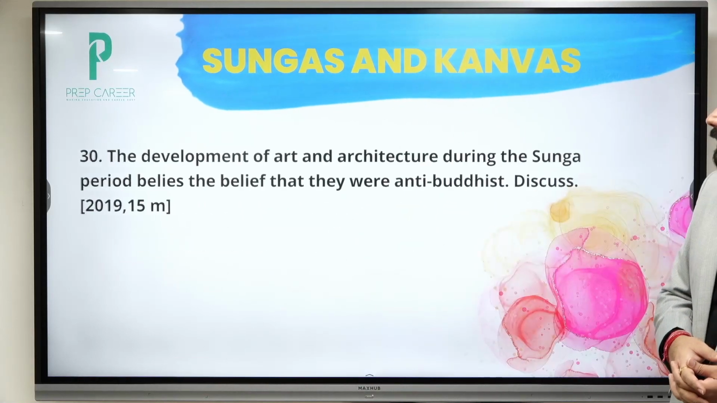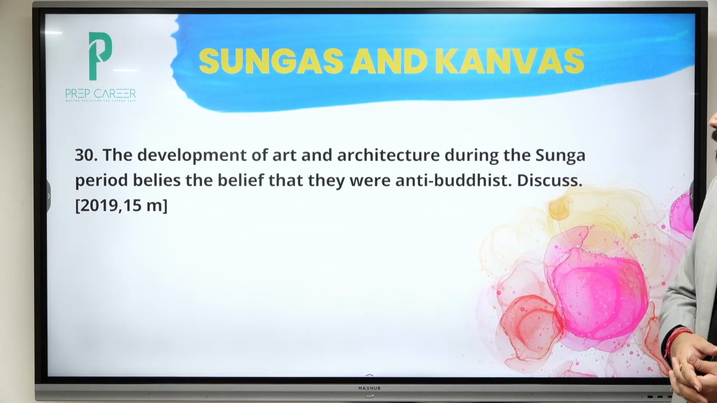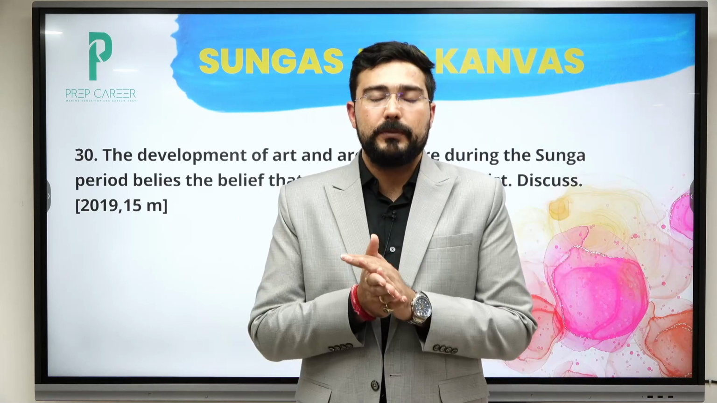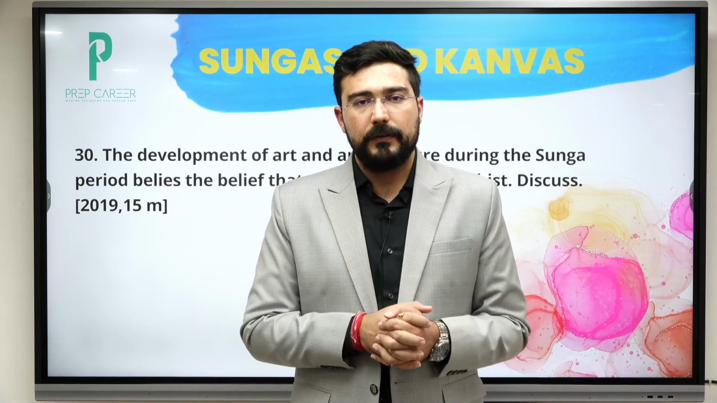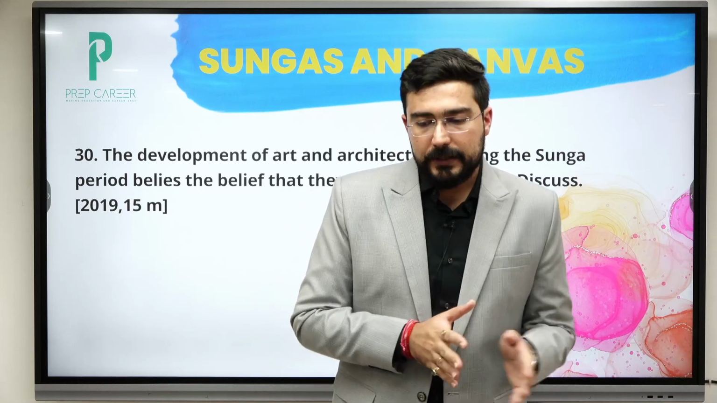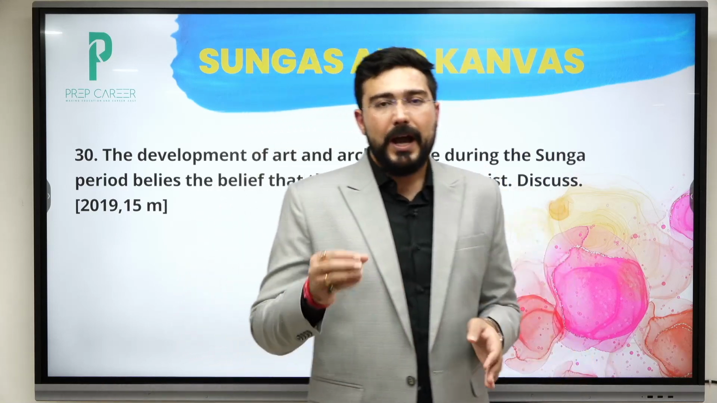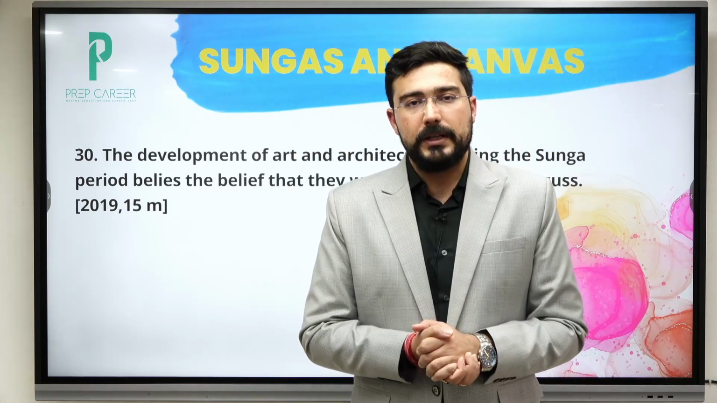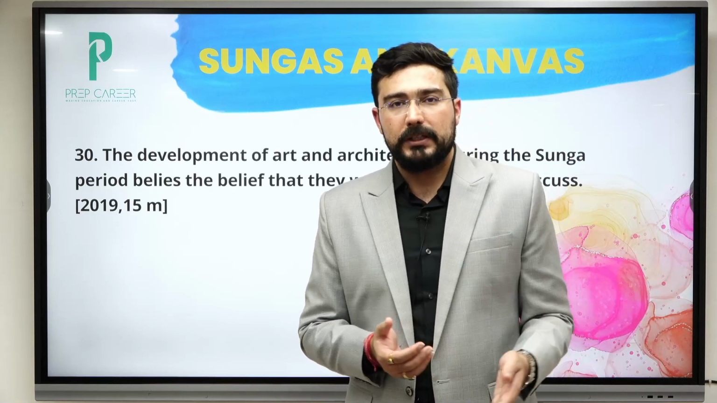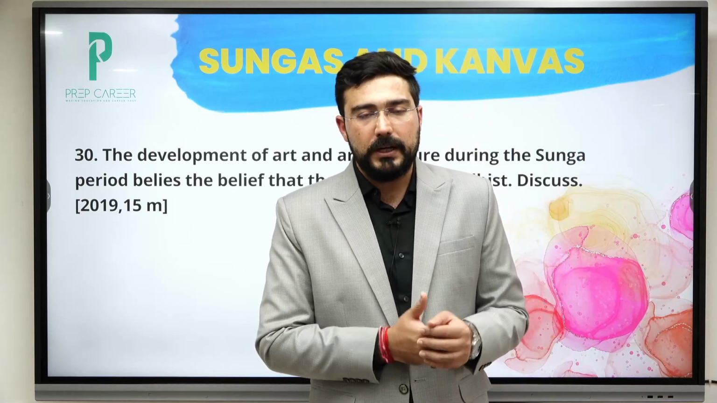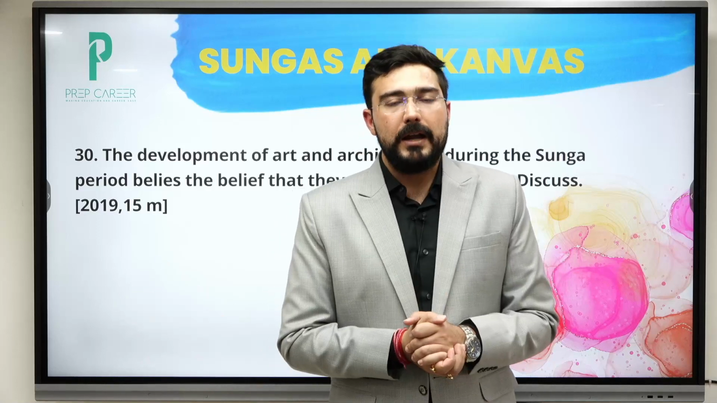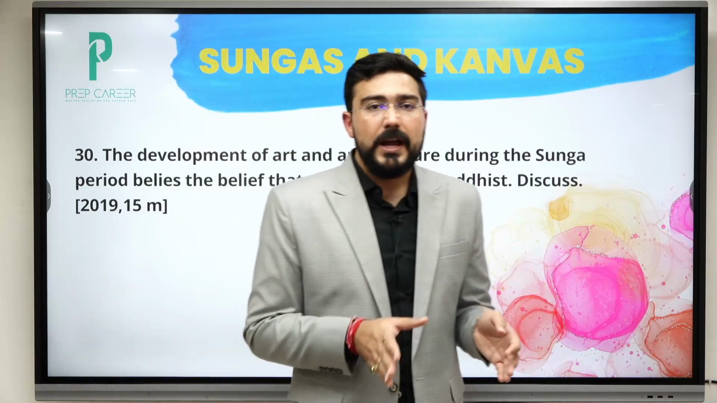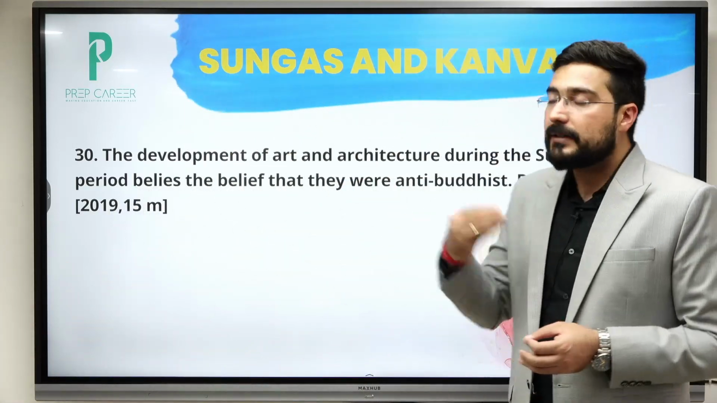The last question that we have is: the development of art and architecture during the Shunga period belies the belief that they were anti-Buddhist. Discuss. So the biggest problem is this: Pushyamitra Shunga was responsible for the downfall of the Mauryan empire, and he executed Brihadratha, who was giving patronage to Buddhism. And even in the Buddhist sources, he is considered a very fundamentalist person. Okay, so there's always a belief that he was anti-Buddhist, but his son Agnimitra gave patronage to Buddhism. That's why there was this reversal of the policies. And if we see the various stupas, the new features in the stupas came during the Shunga period. That's why the art and architecture belie the belief. All right.